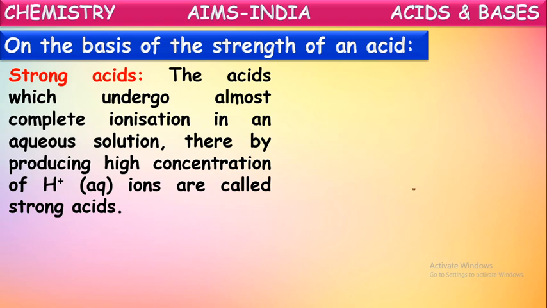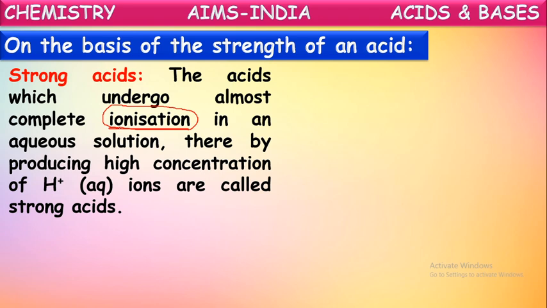What is the meaning here? Ionization. Ion means, we know, a charged particle. Ionization means formation of charged particles. So when you dissolve these acids into water, the molecules of acids separate into positive and negative ions, that means positive H plus ions and negative ions. This separation of a molecule into positive and negative ions is called ionization. Almost all the acids undergo ionization when dissolved into water.